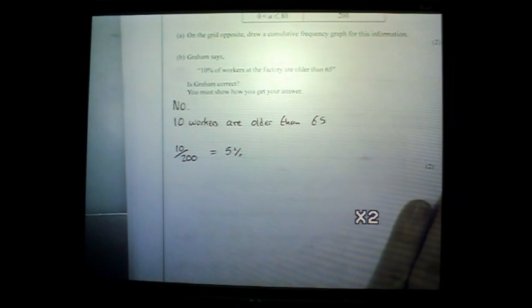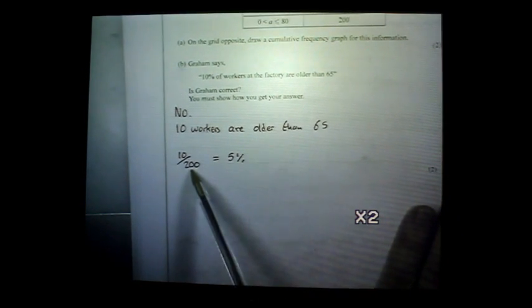So Graham says 10% of the workers are older than 65. Is he correct? And the answer is no, he's not correct. Because it's that 10 workers are older than 65, but 10 out of your 200 workers is only 5%. So no, he is wrong, but you must give an explanation like that. Simply writing no will not get you the marks.